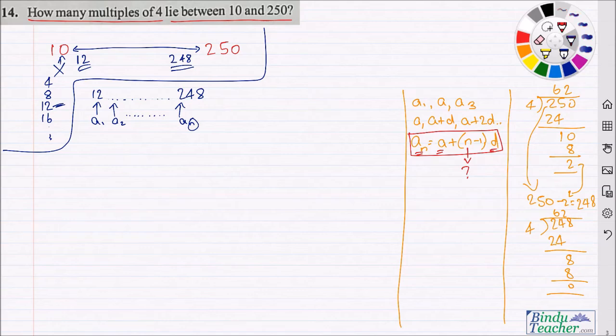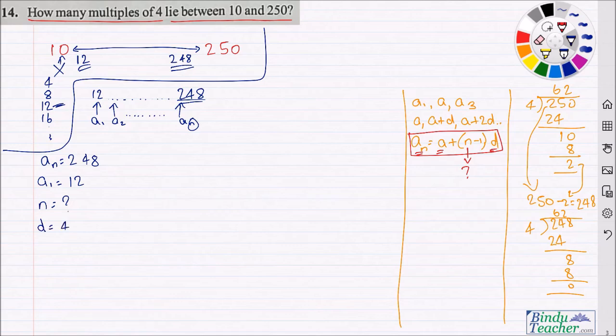Okay, so let's write them down here. We have A of n equals 248. We have A of 1 equals 12. n is something we have to find out. The value of D is 4.